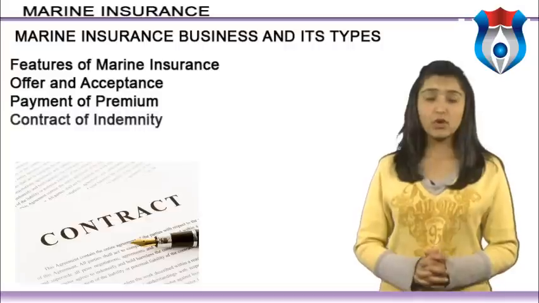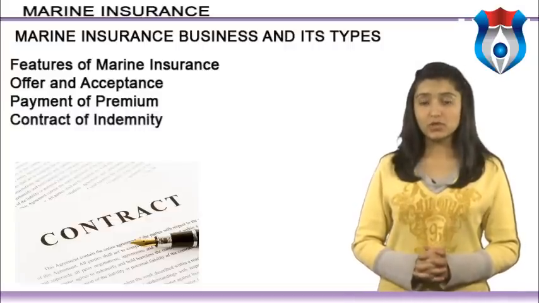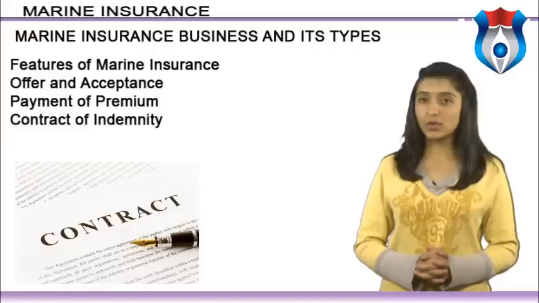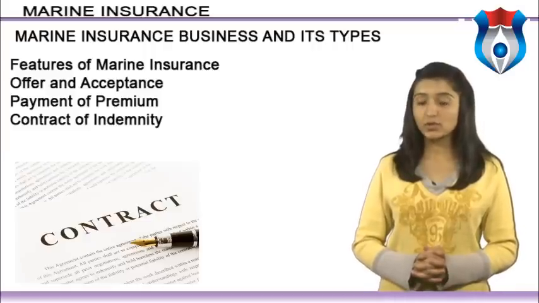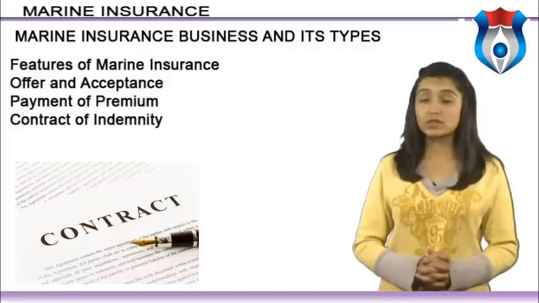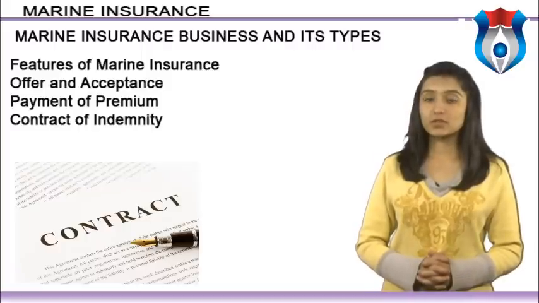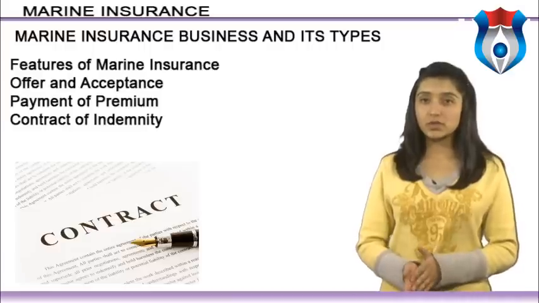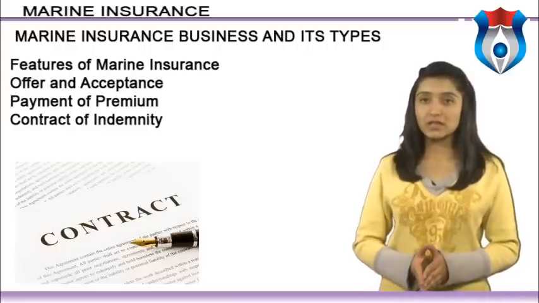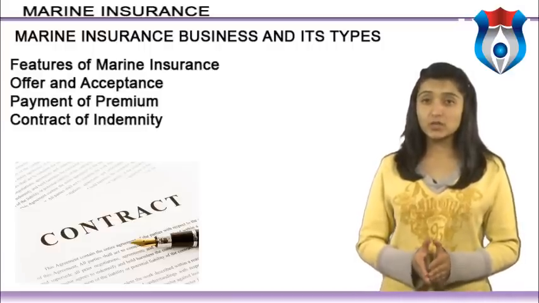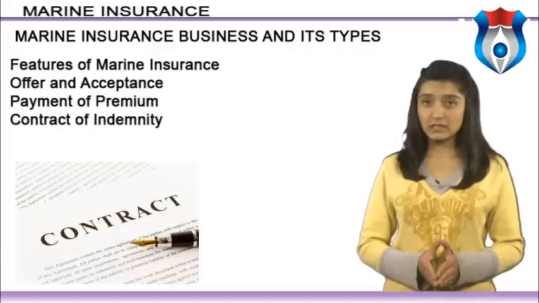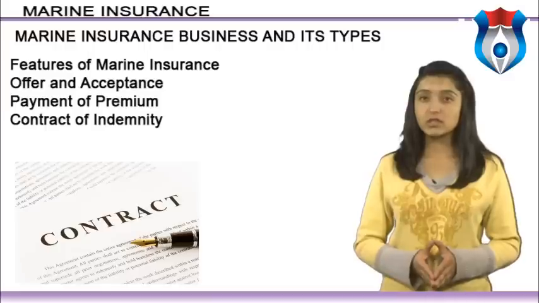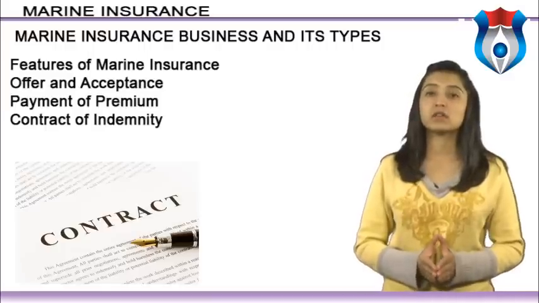Contract of indemnity. Marine insurance is a contract of indemnity and the insurance company is liable only to the extent of actual loss suffered. If there is no loss, there is no liability even if there is operation of insured peril. Example, if the property under marine transit insurance is insured for INR 20 lakhs and during transit it is damaged to the extent of INR 10 lakhs, then the insurance company will not pay more than INR 10 lakhs.